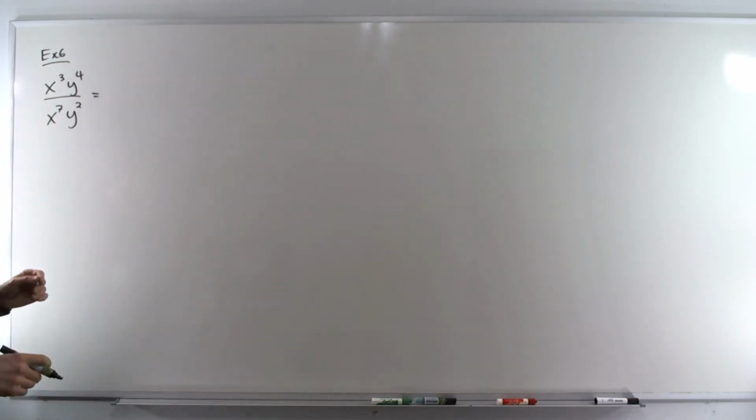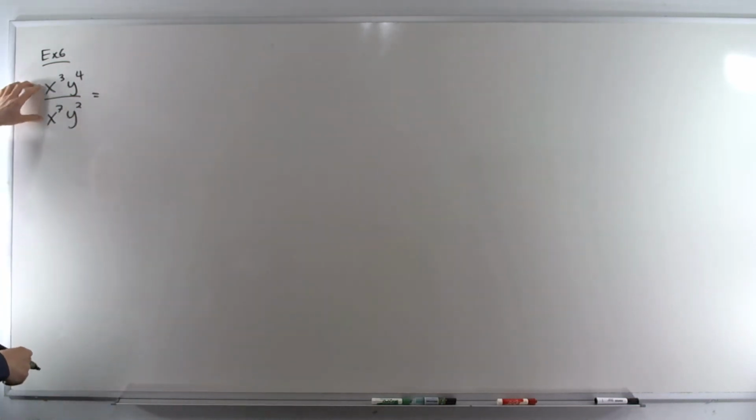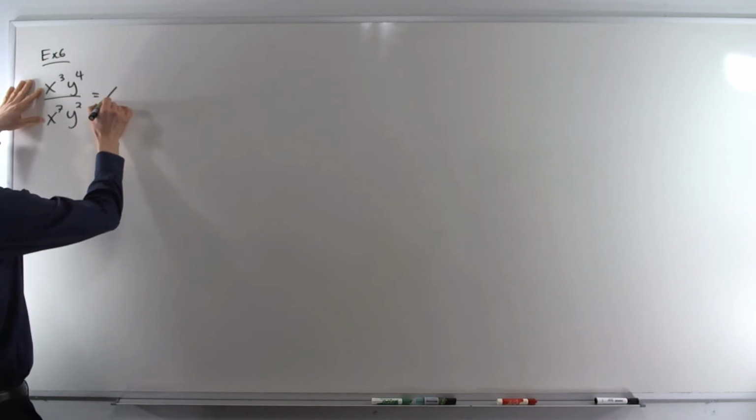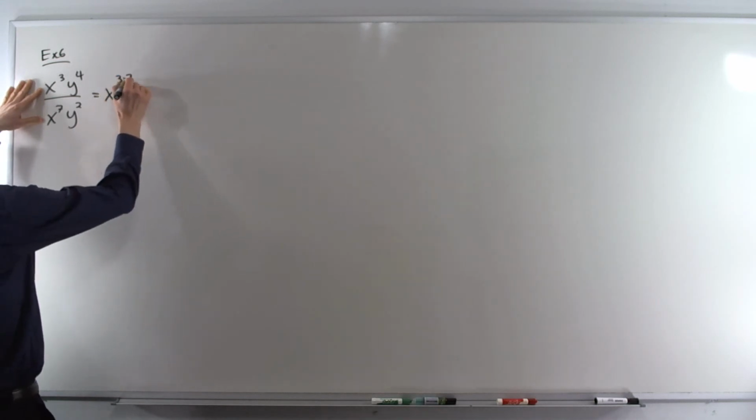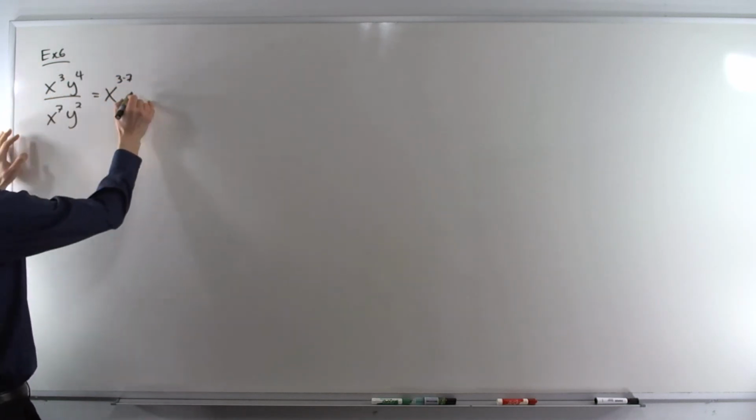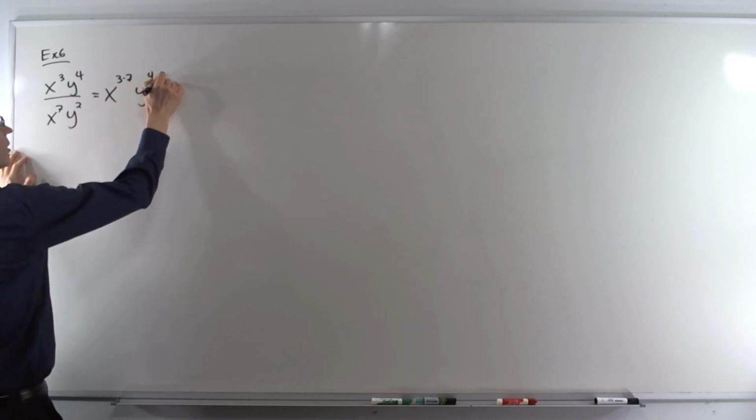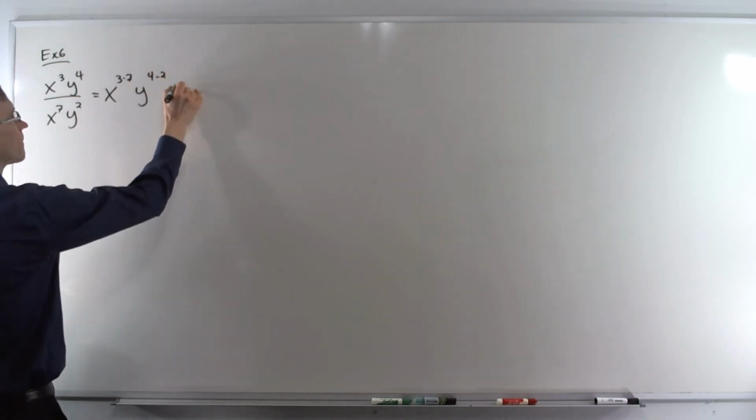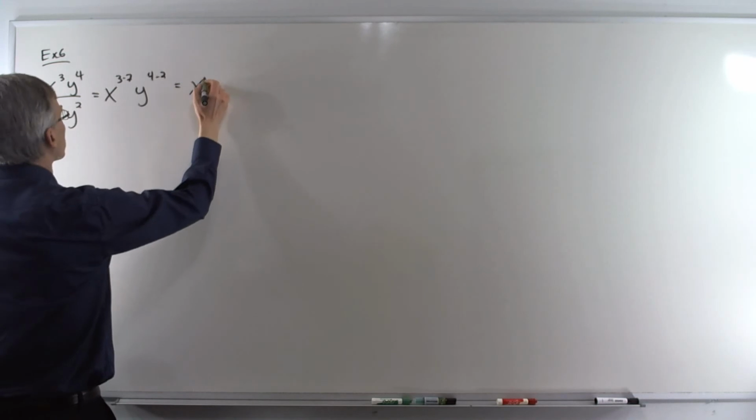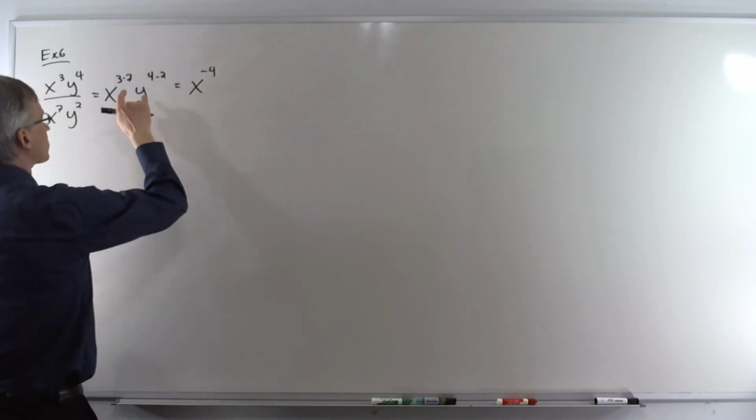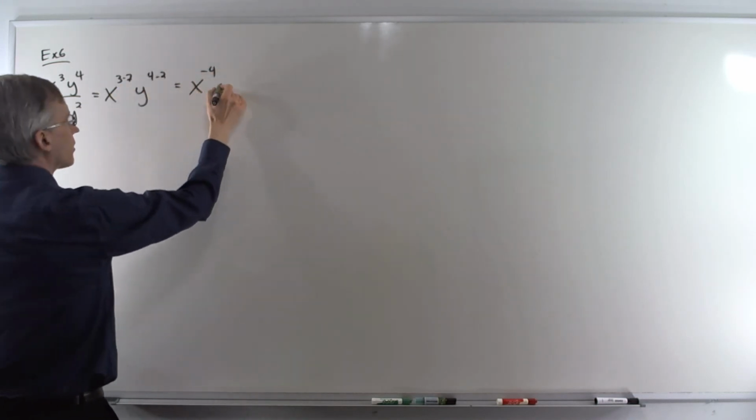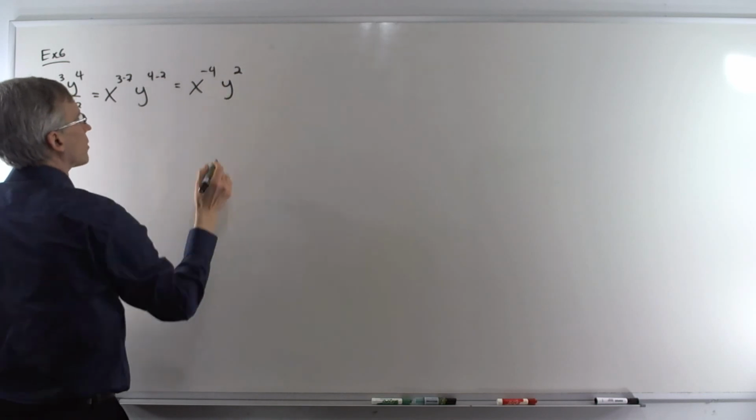First thing we do is apply the quotient rule. X to the third over x to the seventh, that is x to the 3 minus 7. Y to the fourth over y squared, y to the 4 minus 2. Subtracting here, we get x to the negative 4th power, y squared.